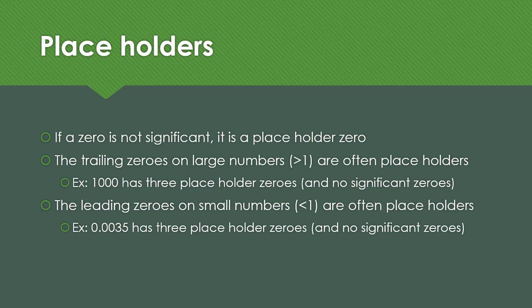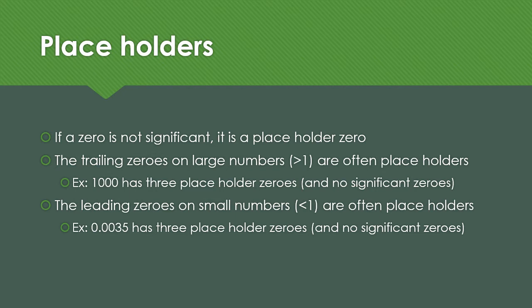For example, we mentioned the number 1000 earlier. The number 1000, with no markings on it, has 3 placeholder zeros, which means it has no significant zeros in it. Therefore, the number 1000, again with no markings, has only one significant figure, the 1. For a small number, basically for a decimal number less than 1, the leading zeros are the placeholders.